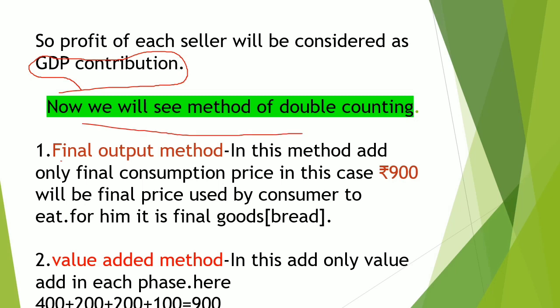The first method is the final output method. The consumer, which is you and me, takes the bread for 900, so we can directly add 900 rupees, as we got 900 rupees of bread. So we can add 900 rupees directly, or the second method is the value added method. Value added means the value added by each seller in each phase: the farmer got 400, and 200 was added, as I told earlier, by the flour mill, 200 by the bakery, and 100 by the shopkeeper. So we can add like this.